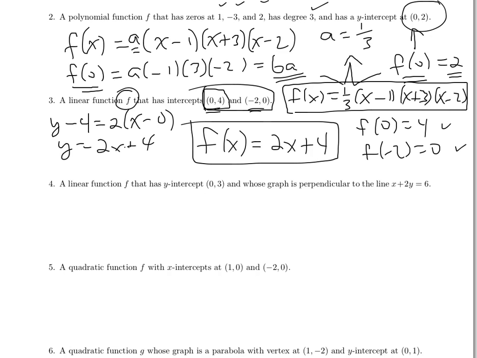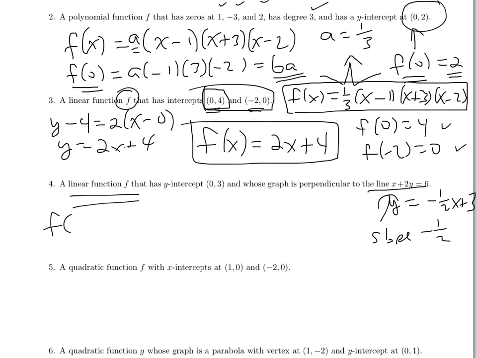In number 4, we're given the y-intercept, but we're not told anything else. We're not told a second point, but we are told that the graph is perpendicular to a given line. And so because I know how to write this in slope-intercept form, so this line, if I solve for y, is the same thing as y is negative a half x plus 3. This line has slope negative 1/2, and so the linear function that I want here should have slope equal to 2.